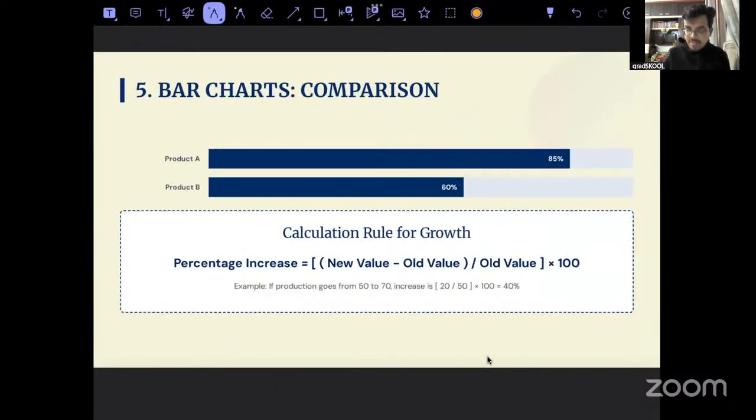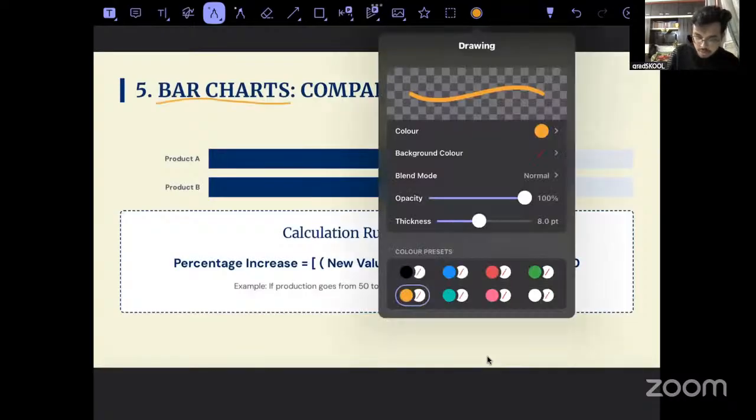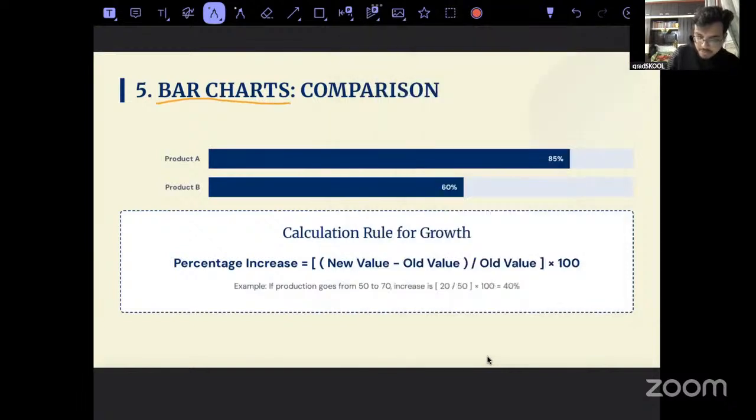Then we have bar graphs or bar charts, whatever you can call it. A bar graph is a comparison of two values in the form of a chart. So what is there? Product A and product B. Just imagine we have two products and we have some sale percentage of both. The first product sale was 85%. The second product sale was 60%. Or a better example: the first product income was 85%, the second product income was 60%.